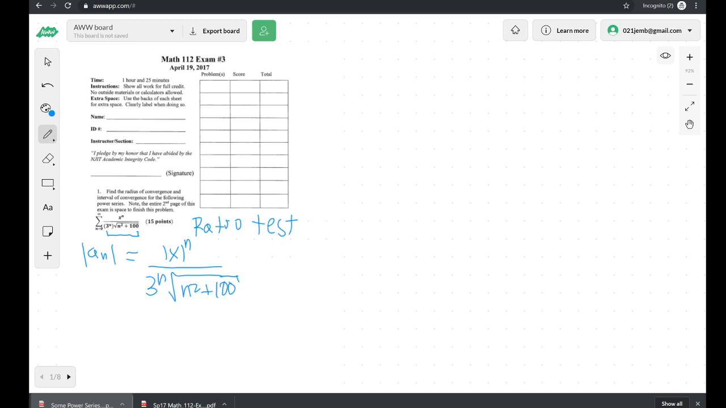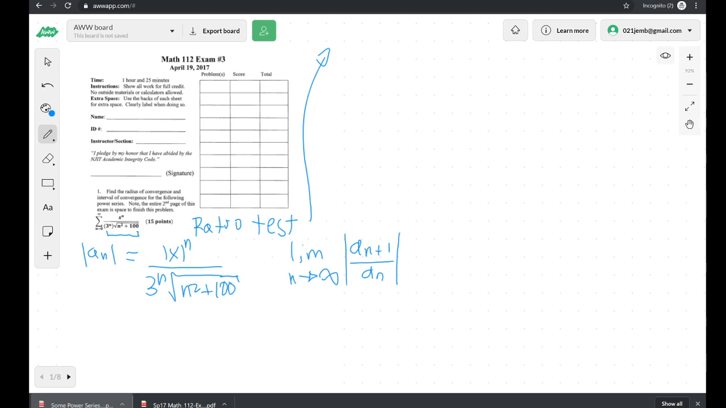The ratio test states that if we want to test for convergence, we take the limit as n approaches infinity of the absolute value of a sub n plus 1 divided by a sub n. We know what a sub n in absolute value is, so we can find a sub n plus 1 and then find the ratio between them. Let me go over here, since we're going to need a lot of space to prove that this converges.